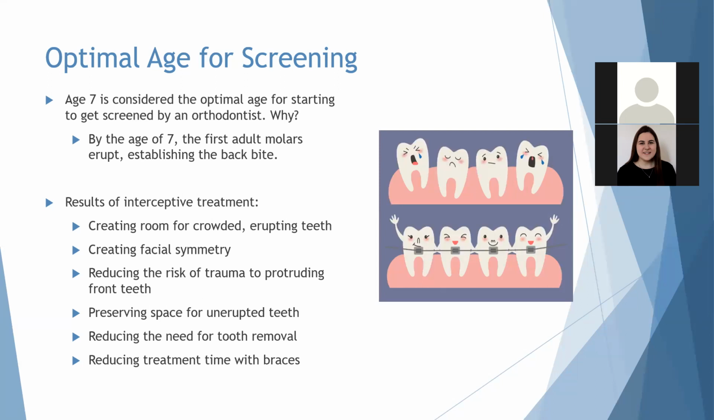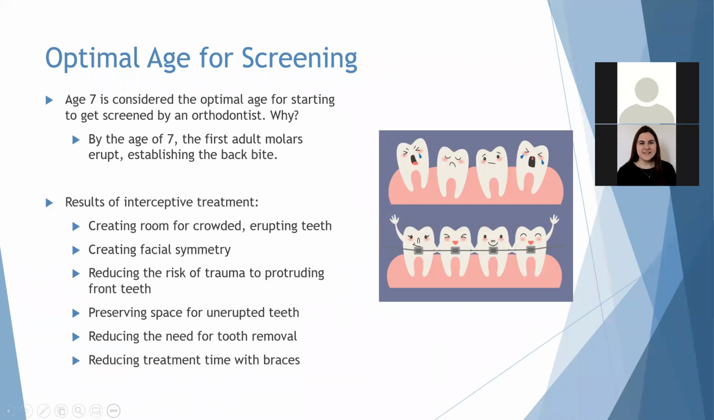Now, by the age of 7, the first adult molars start to erupt, which will establish the backbite. During this time, an orthodontist can evaluate front to back and side to side tooth relationships. For example, the presence of erupting incisors can indicate possible overbite, open bite, crowding, or gummy smiles. If children get timely screening, there is a higher chance that they are going to have better results in the future. This is called interceptive treatment.